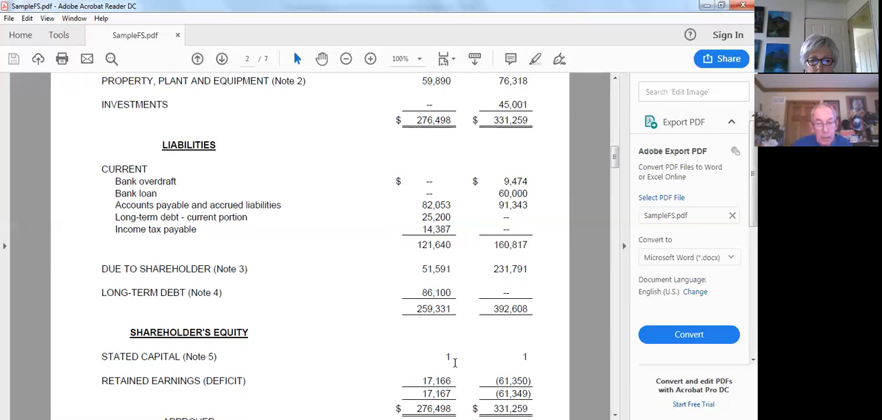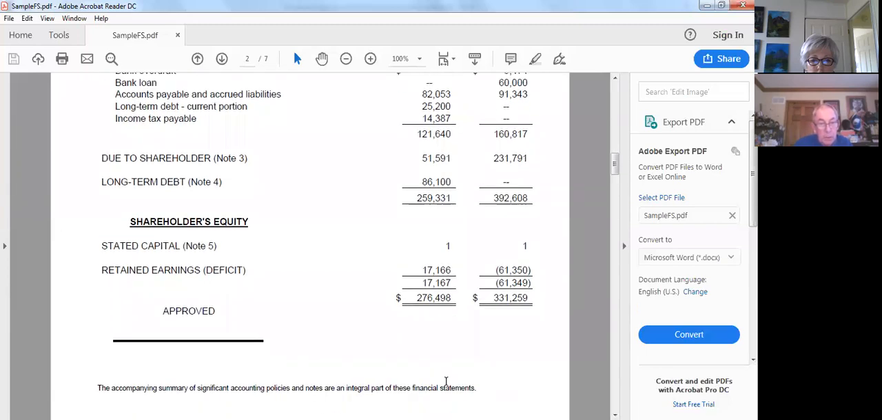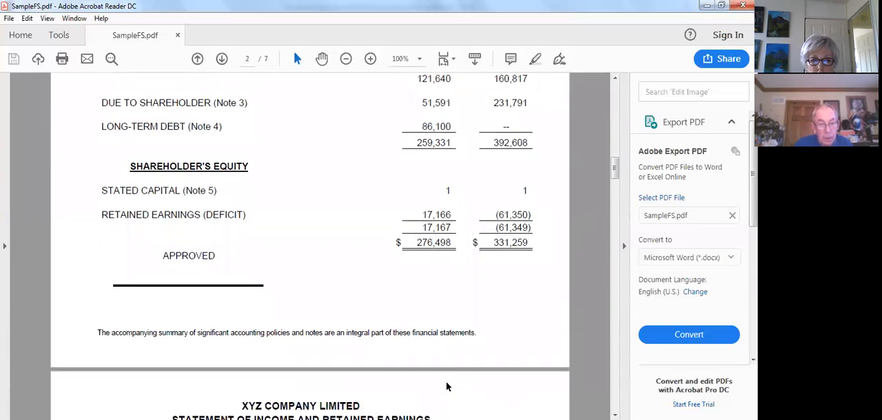If you look at the numbers here, it shows a minus 61,350. So as of the end of 2001, you had lost 61,000 in your ongoing business. This year, you're showing a net retained earnings of 17,166. So that would mean that you've made $78,000 this year because you've wiped out your minus 61 and have a positive of 17. So that's what your balance sheet will look like.